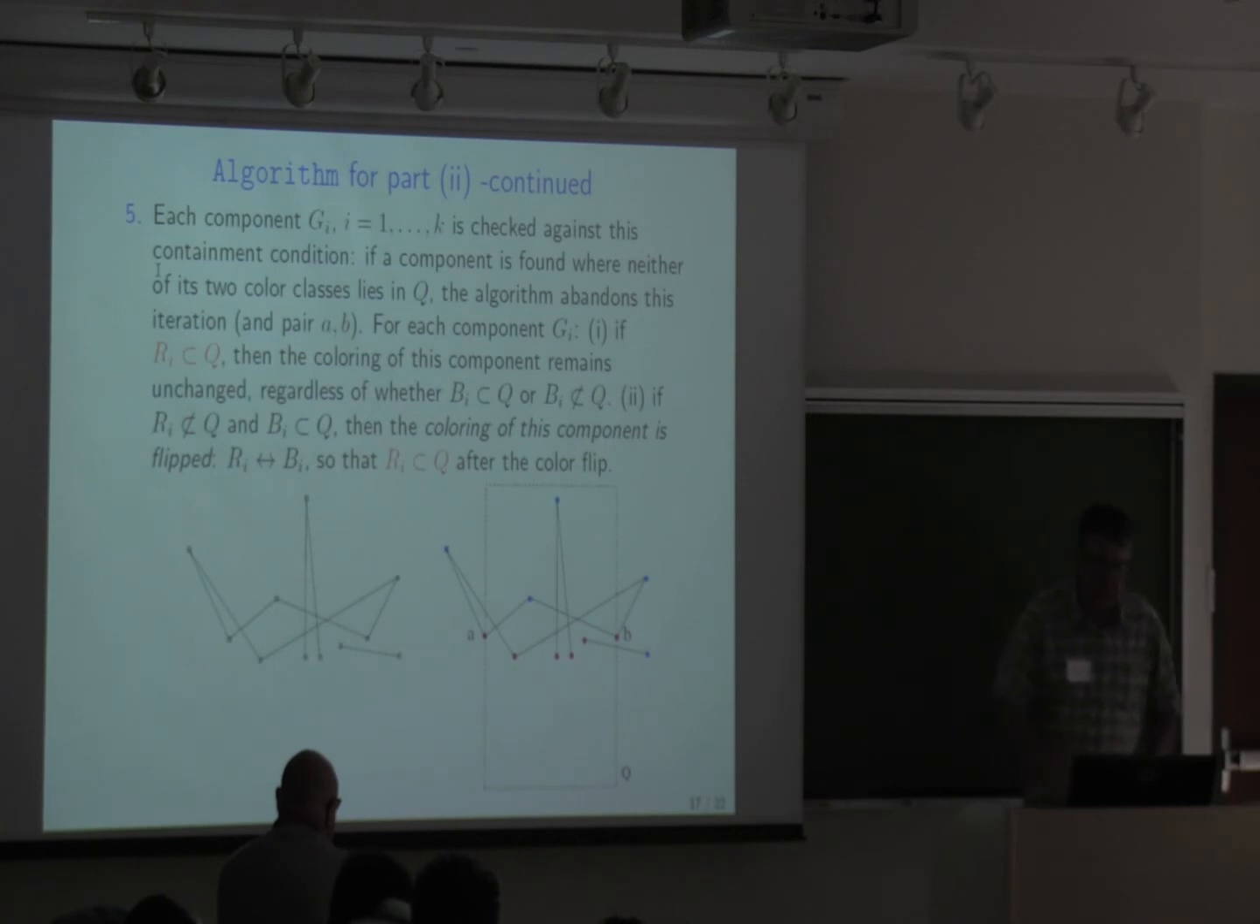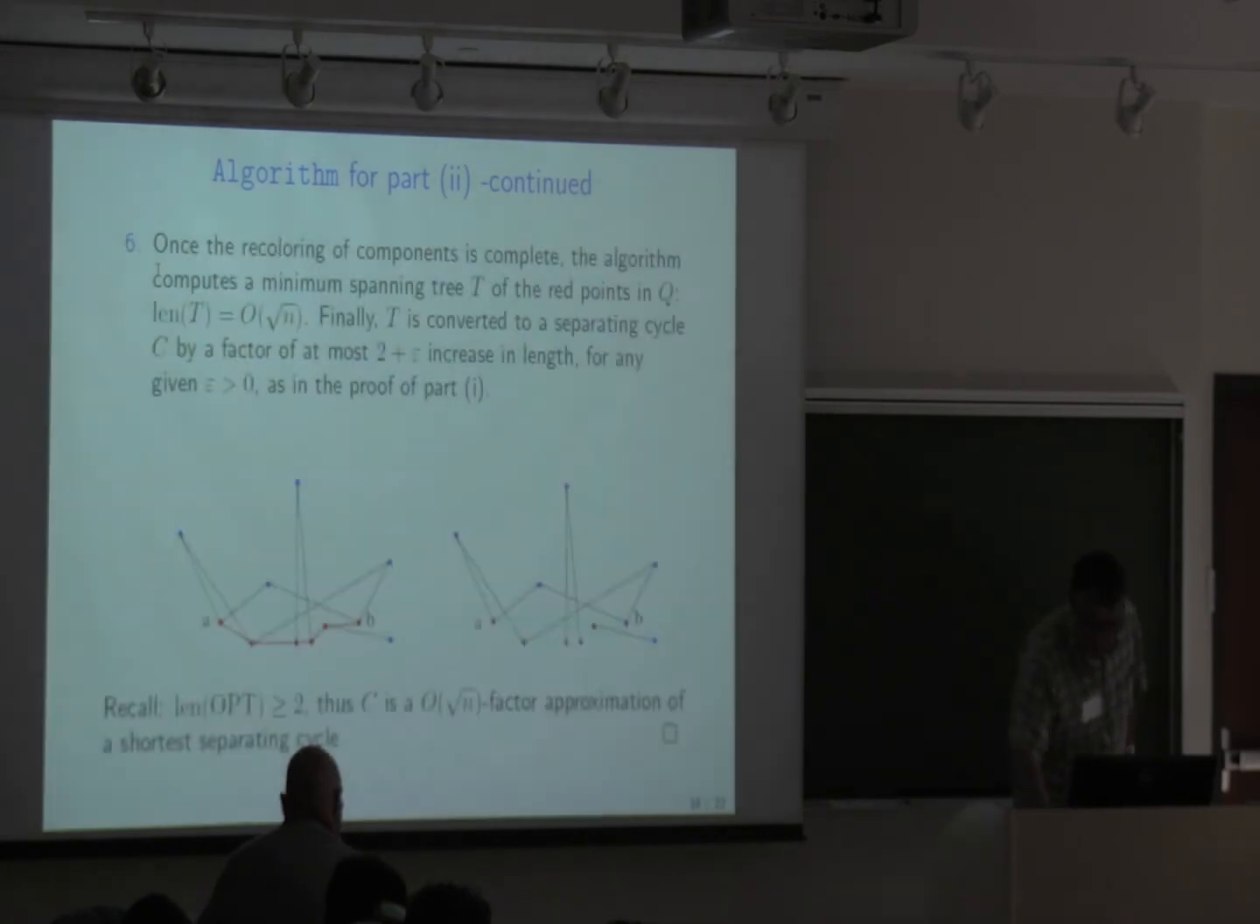So what does the algorithm do? For each component, it checks this containment condition. If a component is found where neither of the two classes is in Q, the algorithm abandons that iteration, that pair AB. And if, let's say, the red points are in Q, then you leave it as it is. Otherwise, suppose the blue ones are inside Q, sorry, here should be R, and the red ones are not, then you flip it. So that at the end, all red points are inside Q.